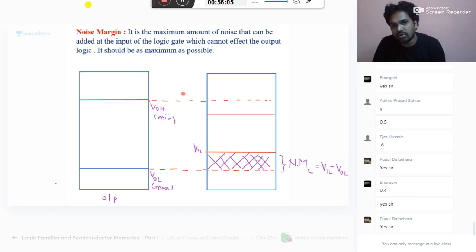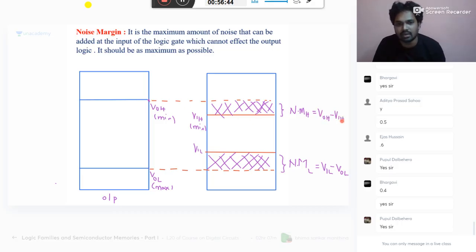Now for input, I don't need this much, sir. I need up to this also. I will treat it as high only. If it goes below this, my system may not work properly. I may not treat it as high. But up to this, it is okay for me. So this is what we call VIH minimum. Whatever you are having here is what we call noise margin when the output is high or input is high. At the input, what is the noise margin? It is this minus this.